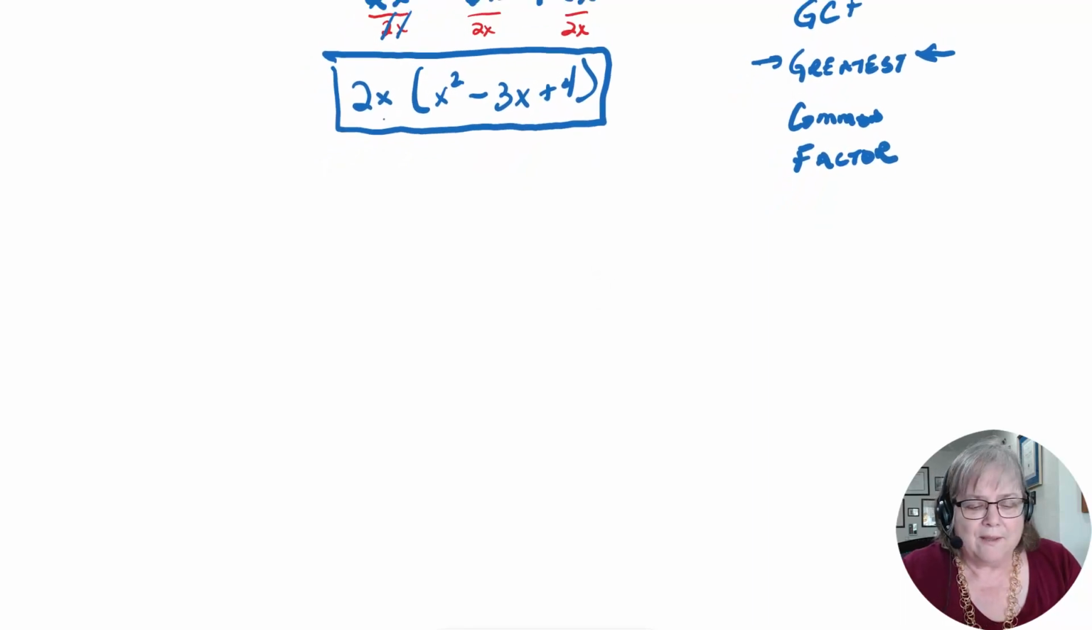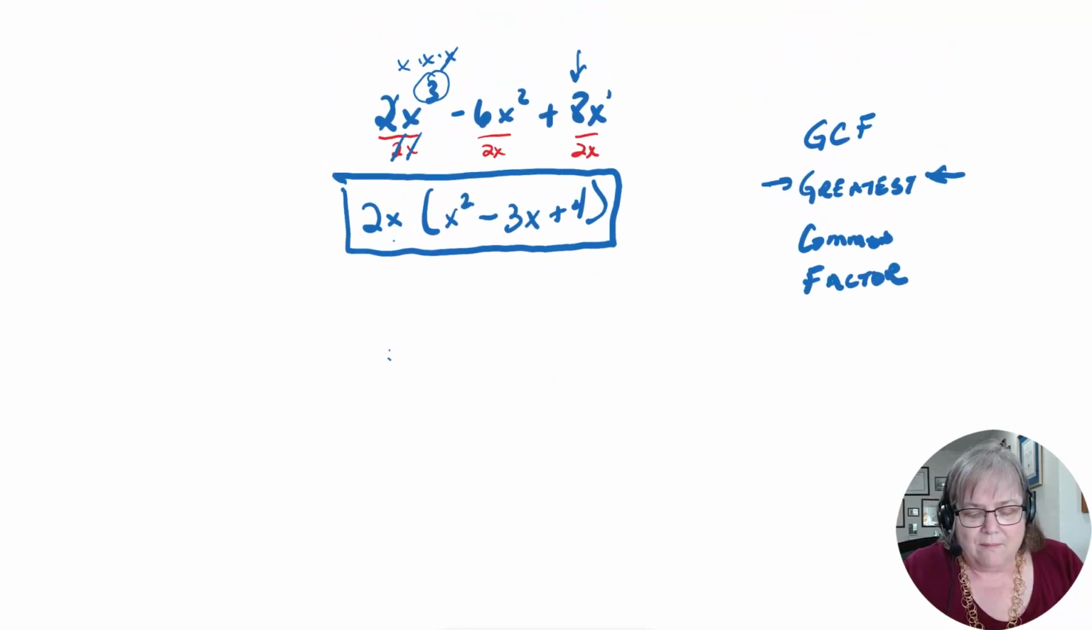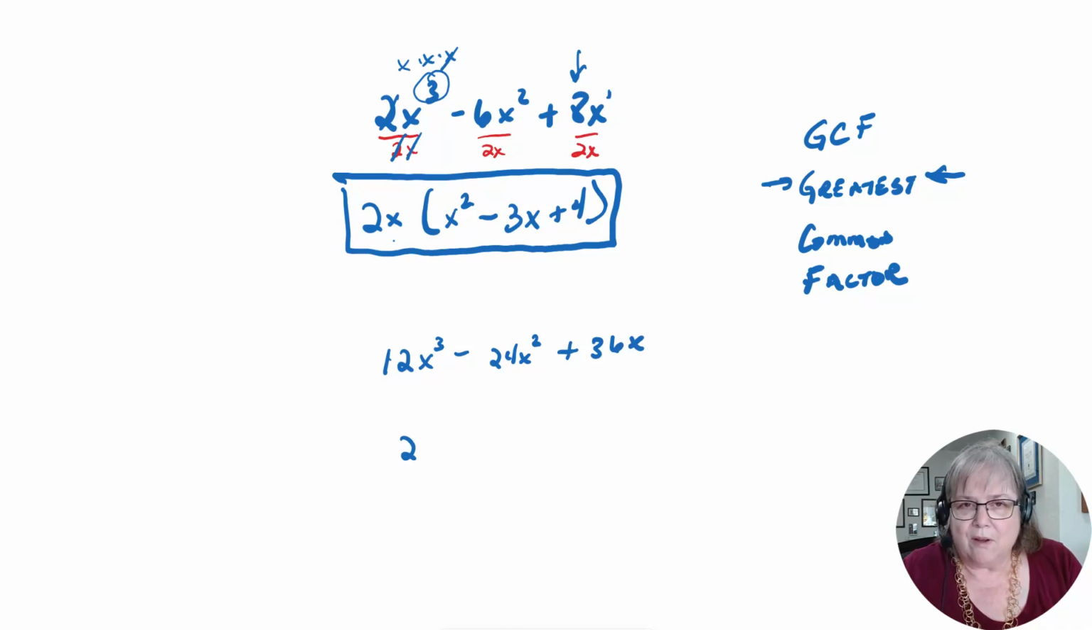Right? If you had had something like 12x cubed minus, let's see, I'm making this one up, 24x squared plus 36x. Yes, 2 would go into everything because they're all even, but that's not the biggest number that will go into everything. And so if you look at the 12 down here, you would say, okay, will 12 go into 24 and 36? Yes, it will.